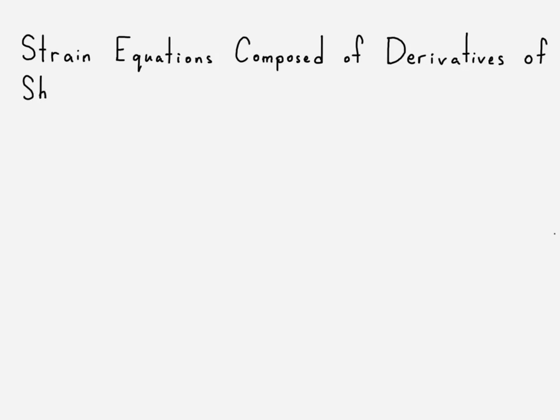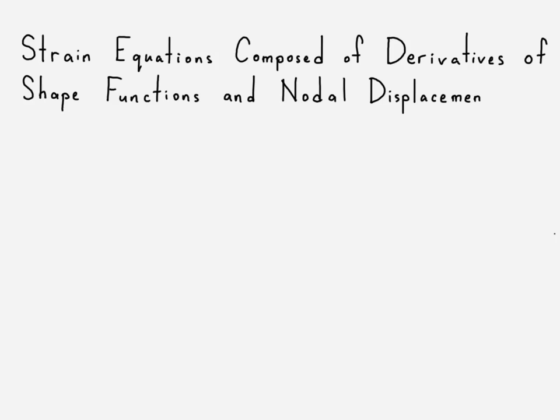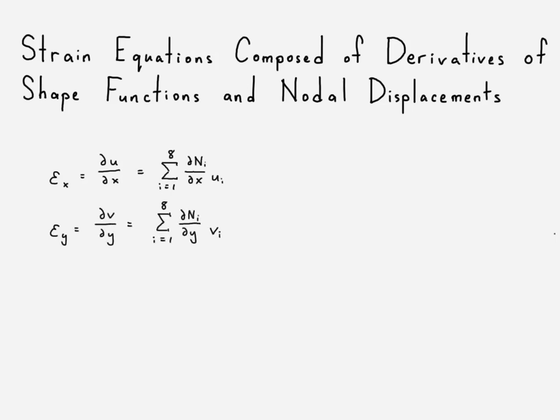Okay. We'll move on to eventually talking about our strain displacement matrix, but as a precursor, we're going to talk about our strain relationship to shape functions and nodal displacements. We have our strain in the x direction, same formula as what we had for our 2D isoparametric quadrilateral, just now we have 8 nodes instead of 4. Y, same thing, same type of equation here, just 8 nodes instead of 4.